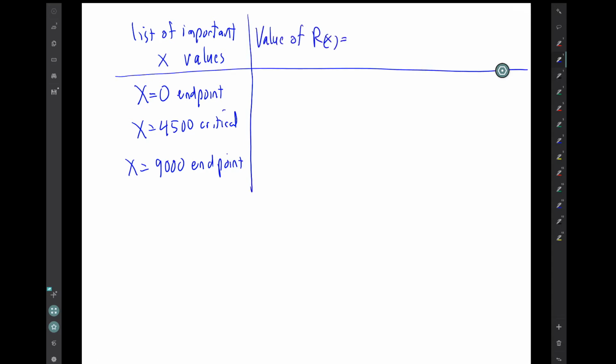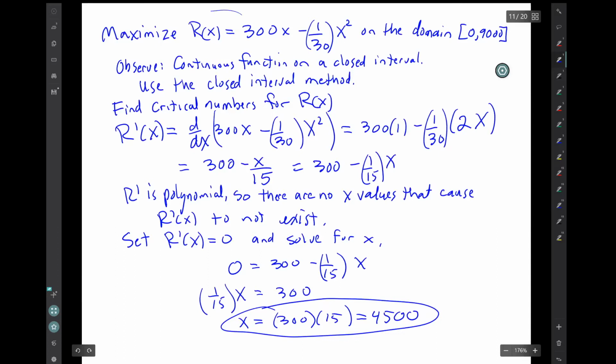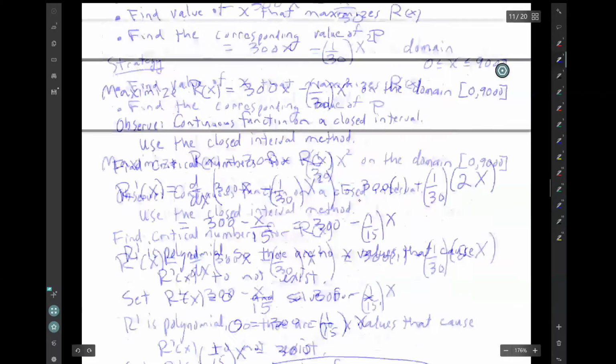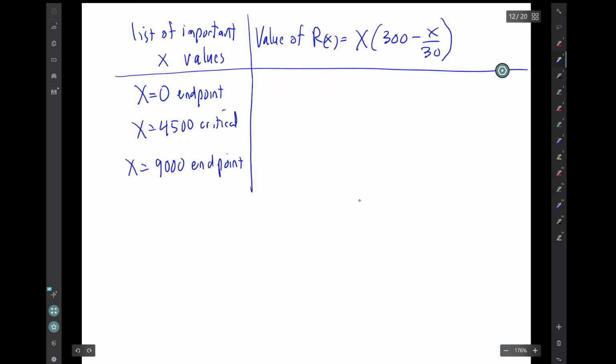Now here we're going to make a list of the values of revenue. Now we can use whatever form we want for the revenue. There's the standard form of the revenue, but remember when finding Y values or function values, it's often easier to use the factored form of a function. Here's a factored form of revenue that will actually be more useful. So X times the quantity 300 minus X over 30. All right, let's compute the values.